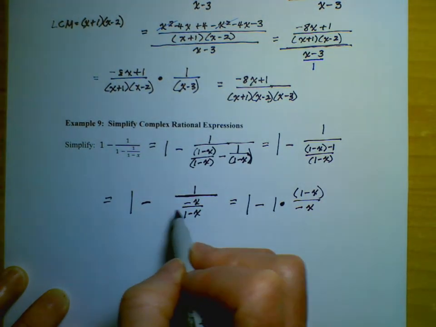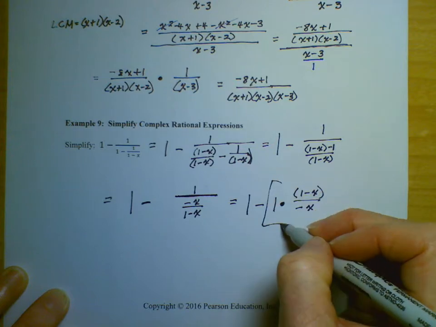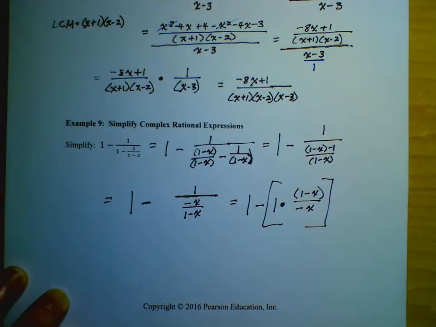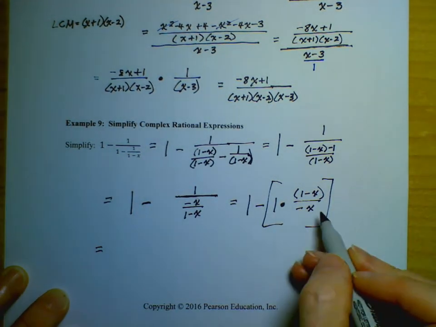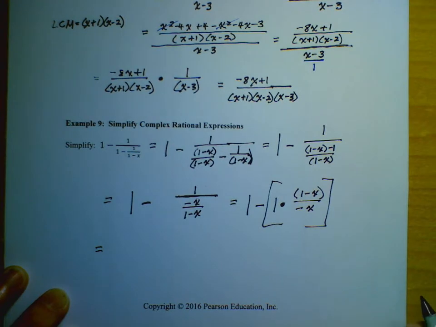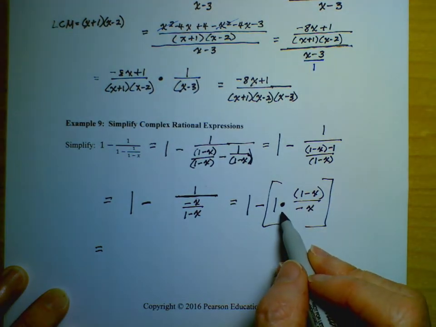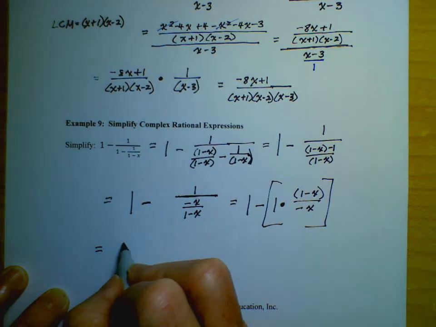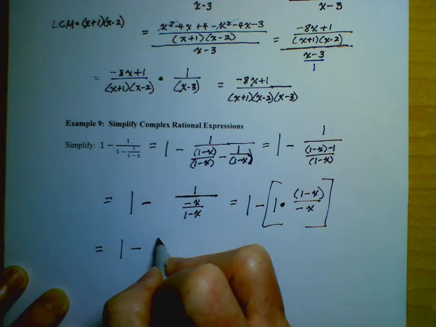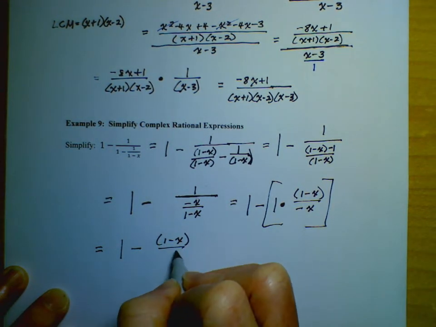And of course this one is waiting. So we may even want to put big brackets to say we've got to do that first. Of course 1 times anything is that same thing, so that doesn't matter. We won't need to keep that. So what we have? We have 1 minus x over negative x.